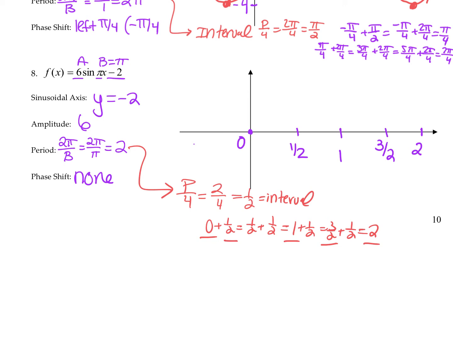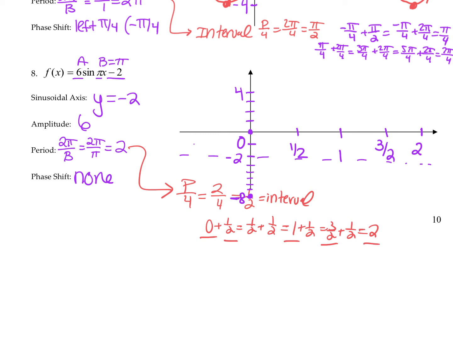To find my y-axis, I'm going to start with my sinusoidal axis. So I'm going to go down to -2. This will be my new middle. Then if I go up 6, my max is going to be at 4. And if I go down 6, my min's going to be at -8. Sorry, that's kind of overlapping a little bit.